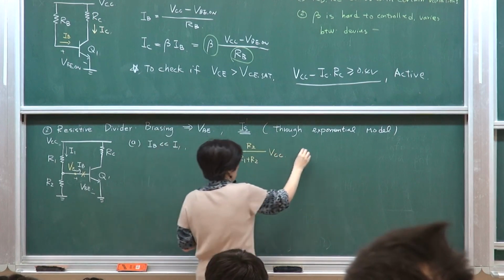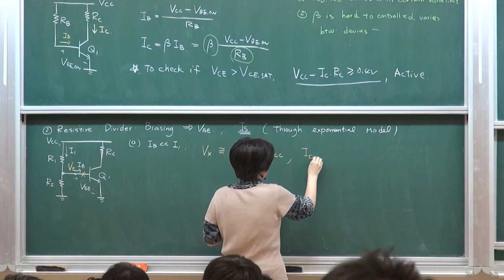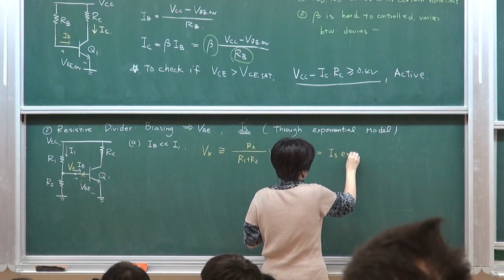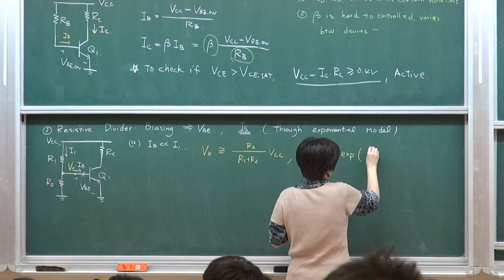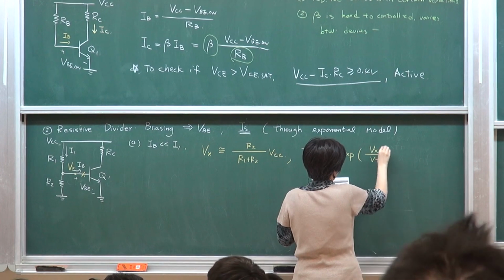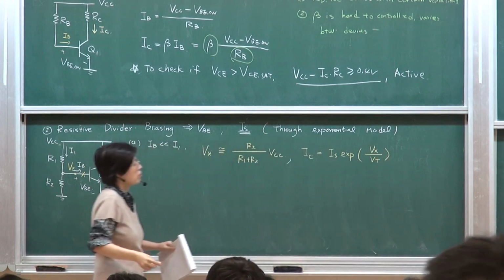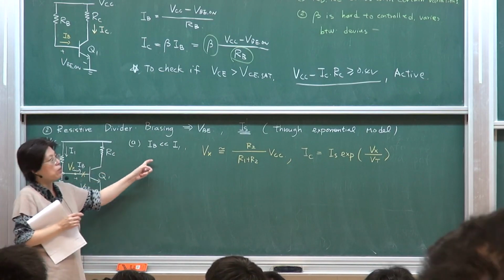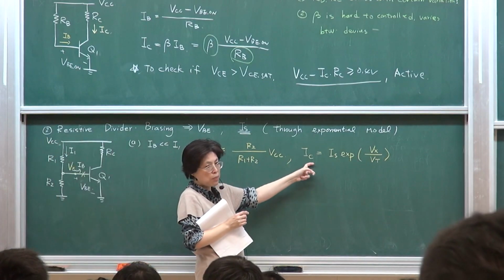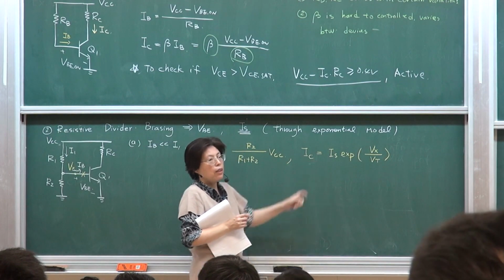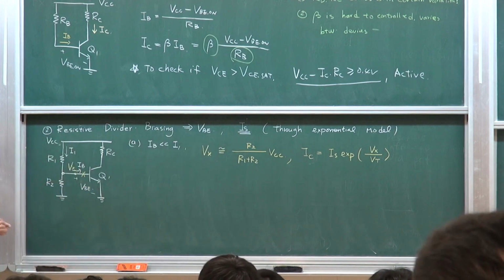Therefore, my collector current will simply be IS exponential model. Remember, that will be Vx. Okay? So this is very simple. You use the exponential model to set up your current level simply by setting up this voltage at the base, and then in turn set up my collector current level.